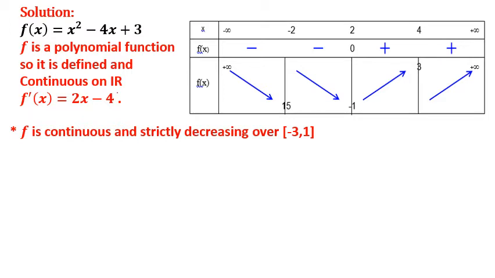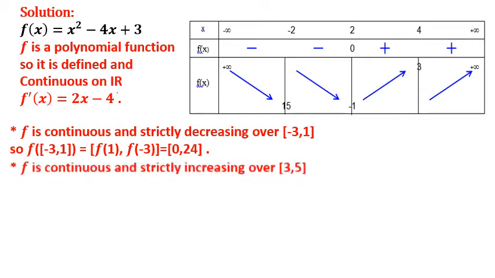f is continuous and strictly decreasing over the interval [-3, 1]. Then the image of [-3, 1] is [f of 1, f of -3]. f of 1 is 1 power 2 minus 4 plus 3, which is 0. And f of -3 is (-3) power 2 minus 4 times (-3) plus 3, which is 24.